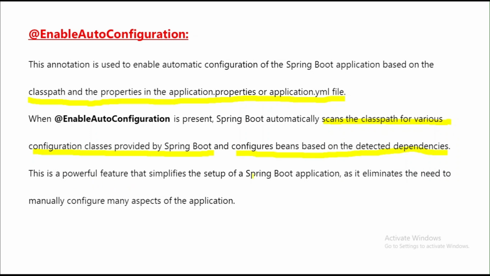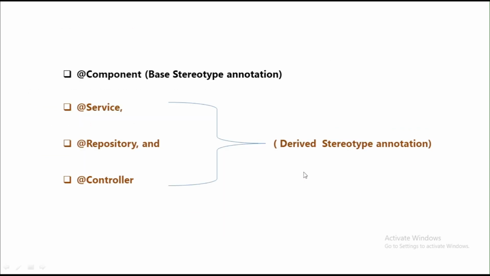This is a powerful feature that simplifies the setup of a Spring Boot application, as it eliminates the need to manually configure many aspects of the application. Now we will see stereotype annotations. @Component is the base stereotype annotation, and @Service, @Repository, and @Controller are derived stereotype annotations.